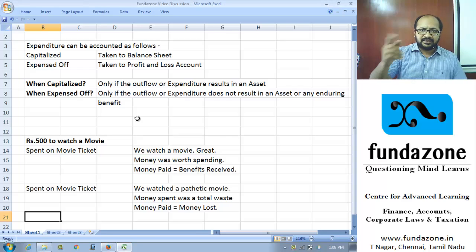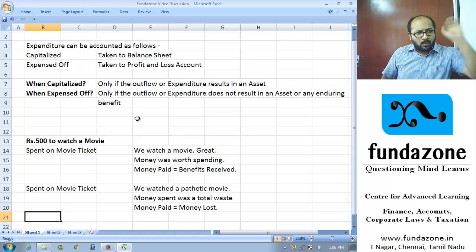Is there an expenditure? Yes. Is the expenditure resulting in some kind of benefit to me? No. Loss. Is there an expenditure? Yes. Is the expenditure resulting in benefit to me? Yes. Next comes the question: is the benefit enduring, or is the benefit one-time satisfied? Enduring benefit, potential future benefit, we call that an asset. One-time benefit, benefit realized, we call that an expense.